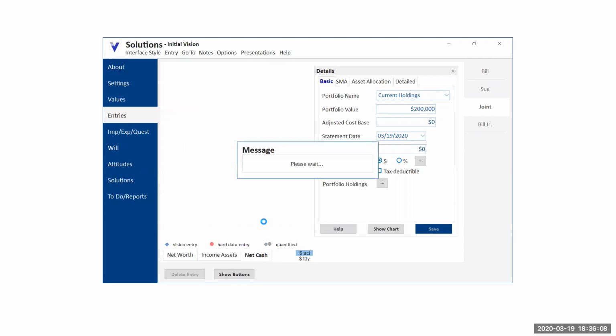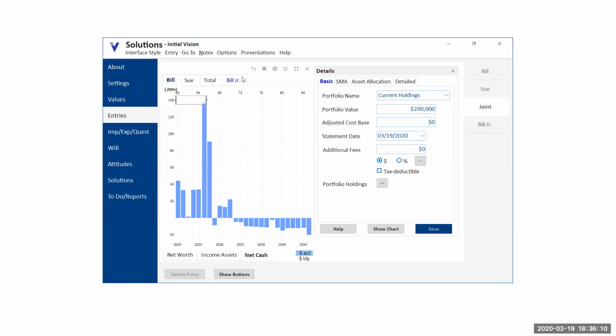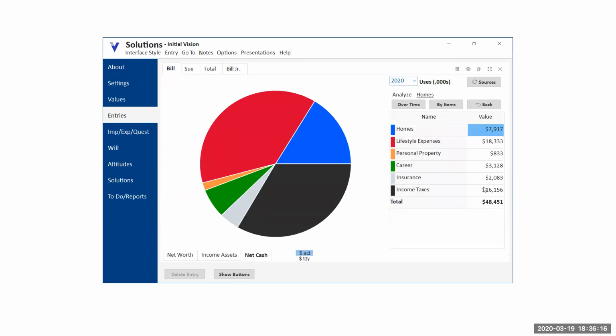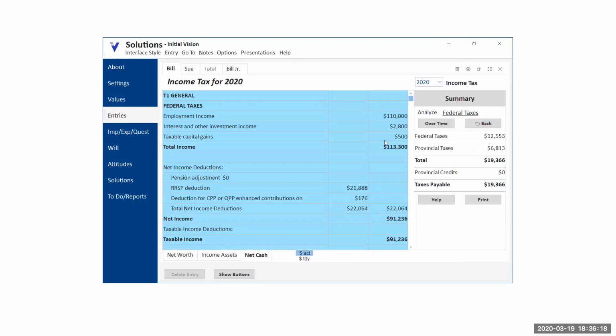If we look now at net cash flow and we have a look at taxes, what we'll see is that for Bill's taxes, $2,800 of interest is being earned. In other words, the $4,000 of total interest times his 70% financial interest in the joint account. And then similarly, of course, for Sue, it would be the $4,000 times her 30% financial interest, which would be $1,200.